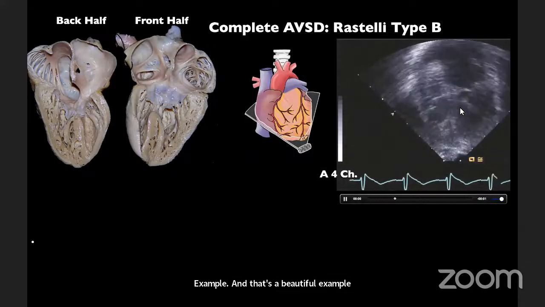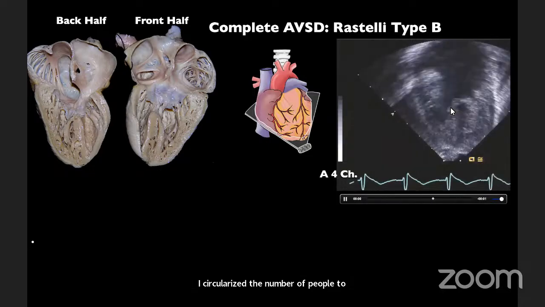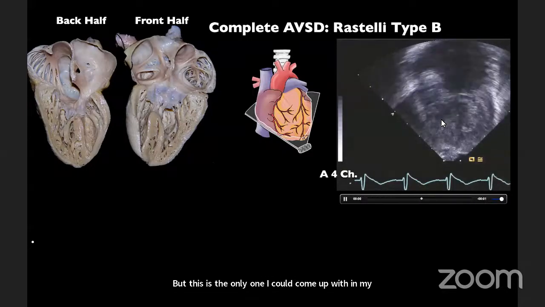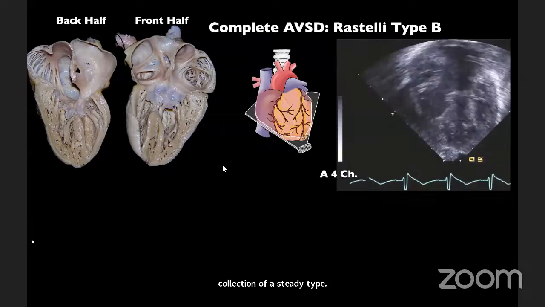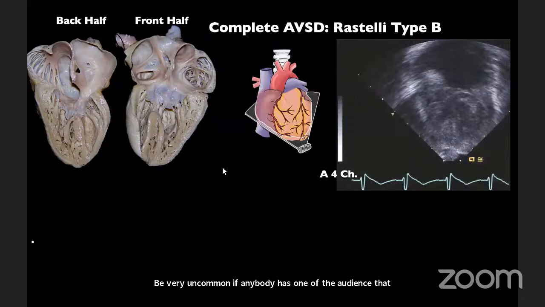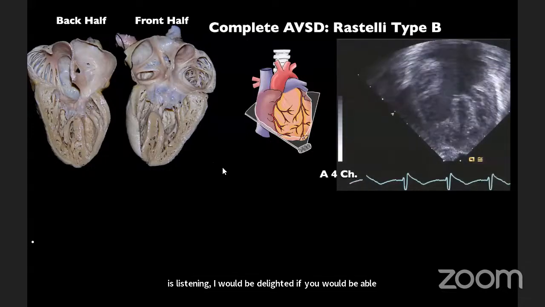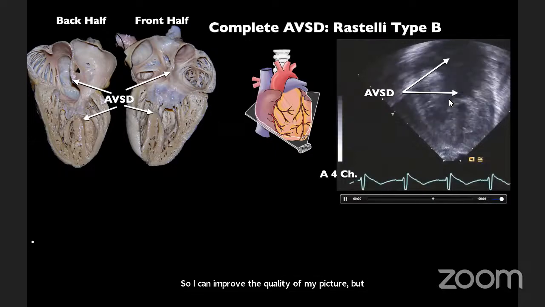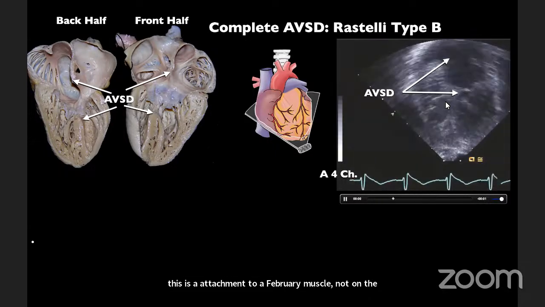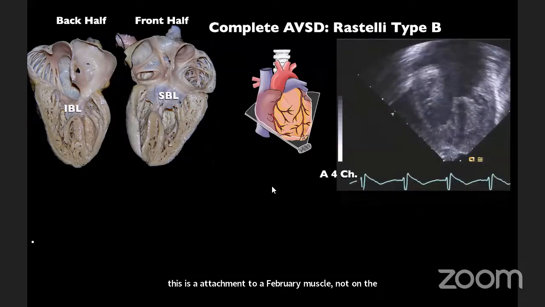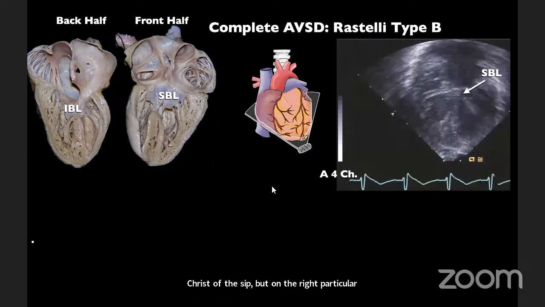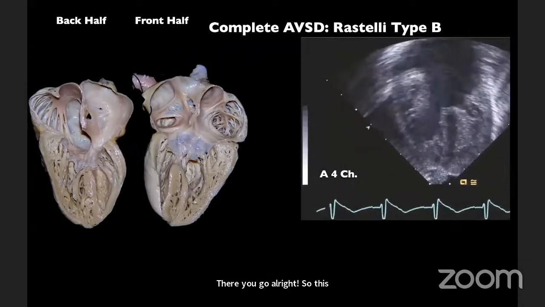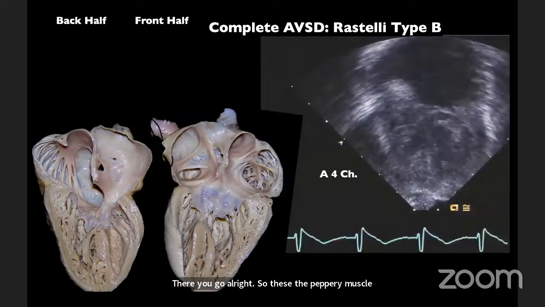And that's a beautiful example. It's very rare. I circularized a number of people to provide me with a better example, but this is the only one I could come up with in my collection of a Rastelli type B, very uncommon. If anybody in the audience that is listening has one, I would be delighted if you would send me such an example in a 4-chamber view, so I can improve the quality of my picture. But clearly this is an attachment to a papillary muscle, not on the crest of the septum, but on the right ventricular wall. There you go. All right, so there's the papillary muscle. And for those of you on your iPhones, there you go.